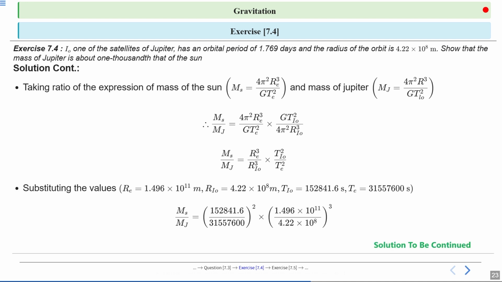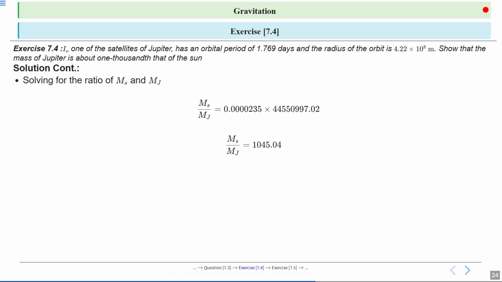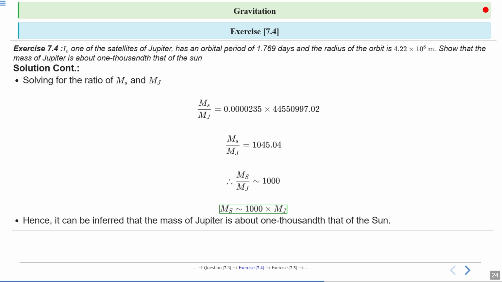So solving this calculation, you will get Ms by Mj. Now, solving for the ratio of Ms and Mj, you will get Ms by Mj is equal to 1045.04. It means Ms upon Mj is approximately 1000, so Ms is approximately 1000 into Mj. Hence, it can be inferred that the mass of Jupiter is about one thousandth that of the Sun.